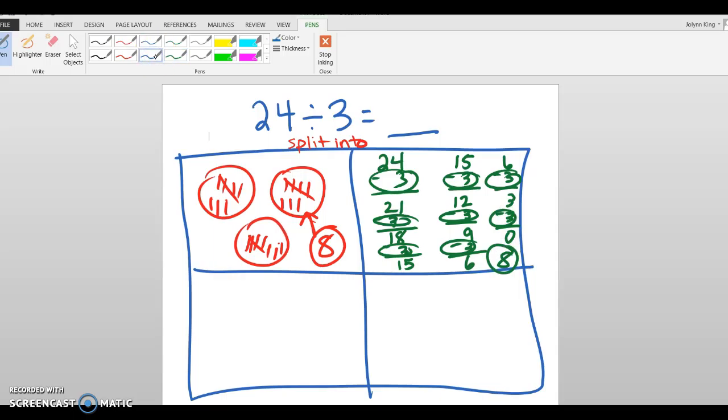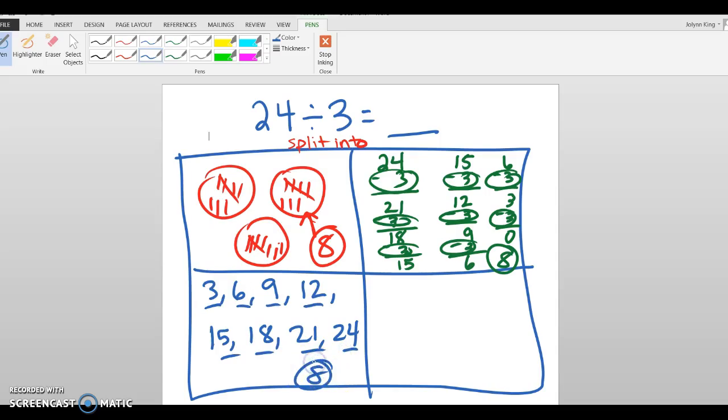Now after that, another way, and this really connects closely to multiplication, is they skip count. You want to think how many 3's can fit into 24. So you're going to skip count by 3's until you hit 24. So 3, 6, 9, 12, 15, 18, 21, 24. And then to go back through, I count how many times I counted by 3's. 1, 2, 3, 4, 5, 6, 7, 8. So the answer is 8 3's can fit into 24.